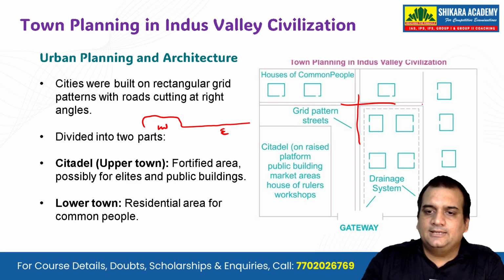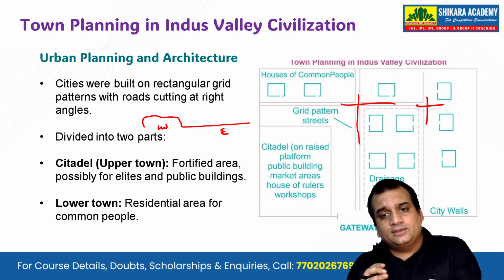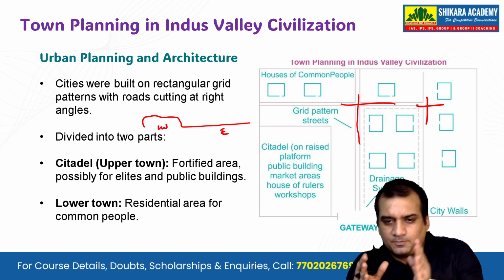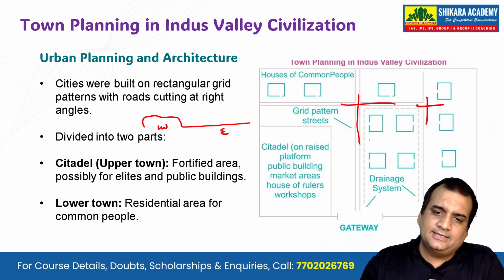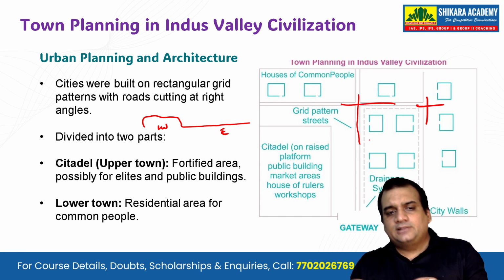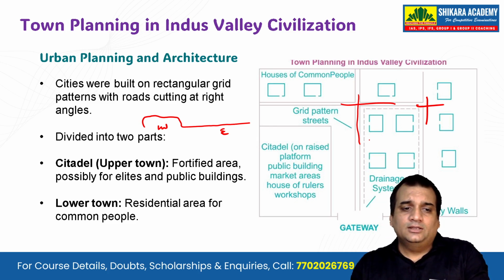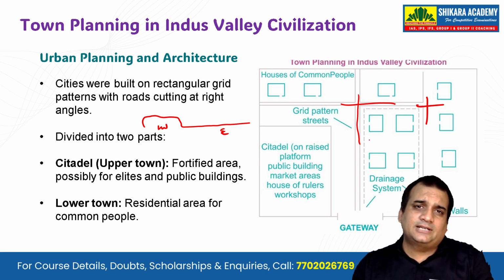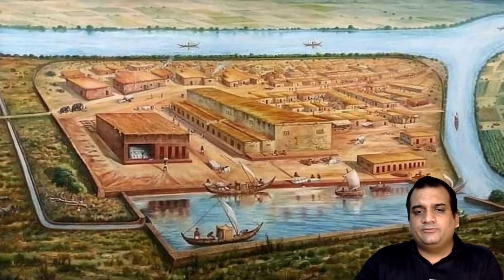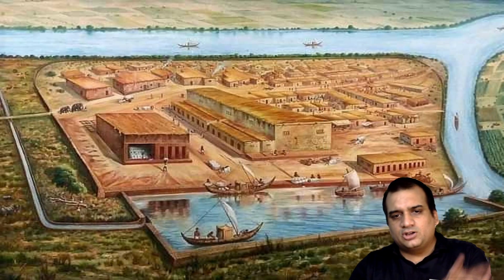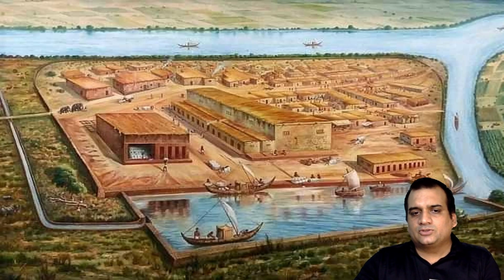The streets, if you can see, were cutting each other at right angles. Proper roads, proper drainage system, and at all the places, the houses were made of big burnt bricks. That was quite rare. Other civilizations at that time were not using burnt bricks. So that is also an important feature of the Indus Valley civilization. This is a display that has been created to make you understand how the Indus Valley civilization was at that time.